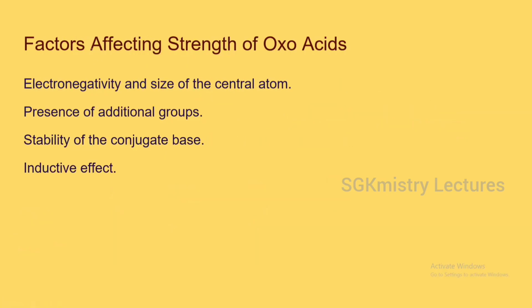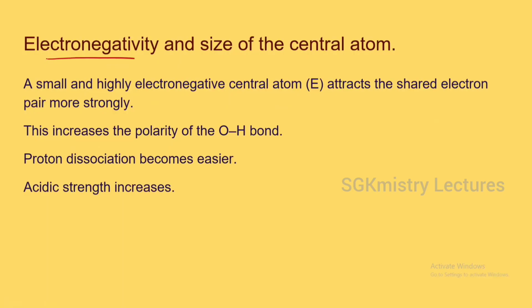So let us now move into the factors affecting the strength of oxo acids. Let us look into the factors one by one. First, coming on to the electronegativity as well as the size of the central atom. Now let us consider an oxo acid. Let me write it as EOH, right? When you're considering the nature of this E, if this E is a small as well as highly electronegative atom, then it attracts the shared electron pair more strongly.